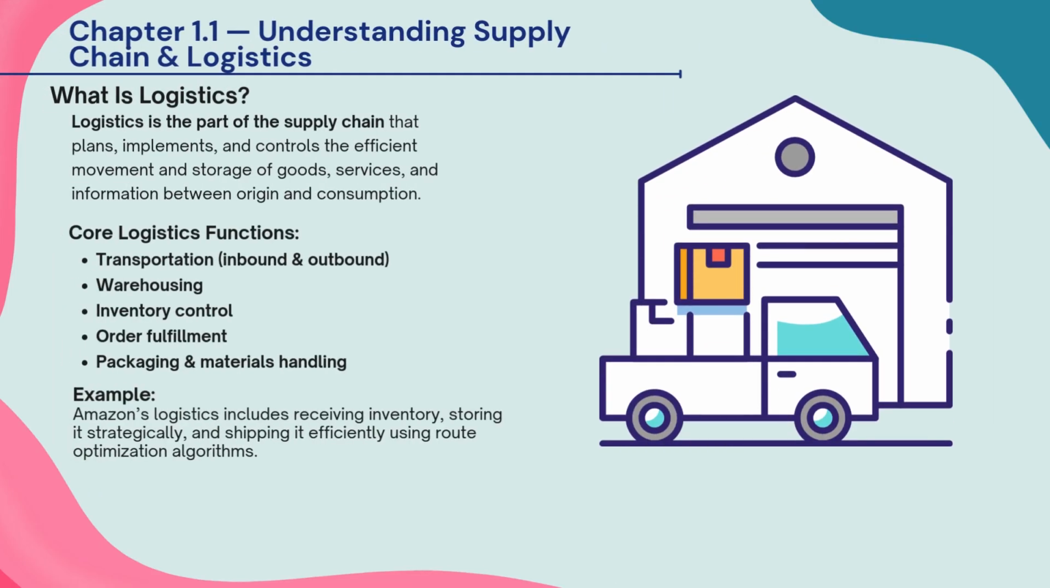Logistics is the part of the supply chain that manages the movement and storage of goods from the origin to the customer. It ensures the right product reaches the right place at the right time in the right condition. Key logistics functions include transportation, warehousing, inventory control, order fulfillment, and packaging. For example, Amazon uses smart logistics systems to receive, store, and deliver products quickly using route optimization.